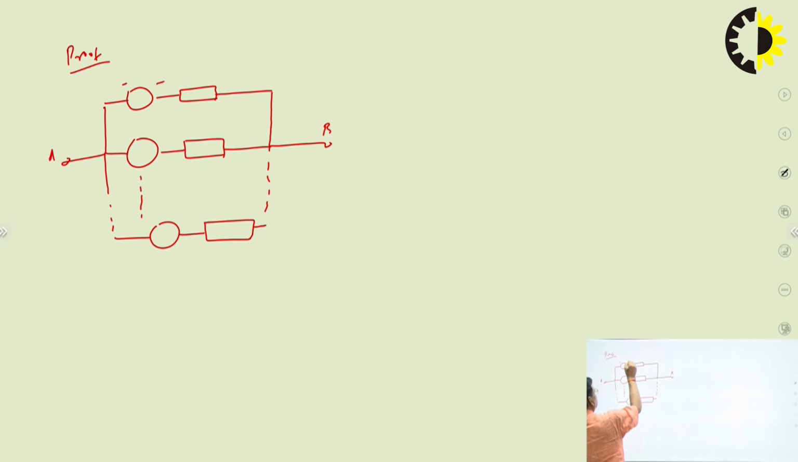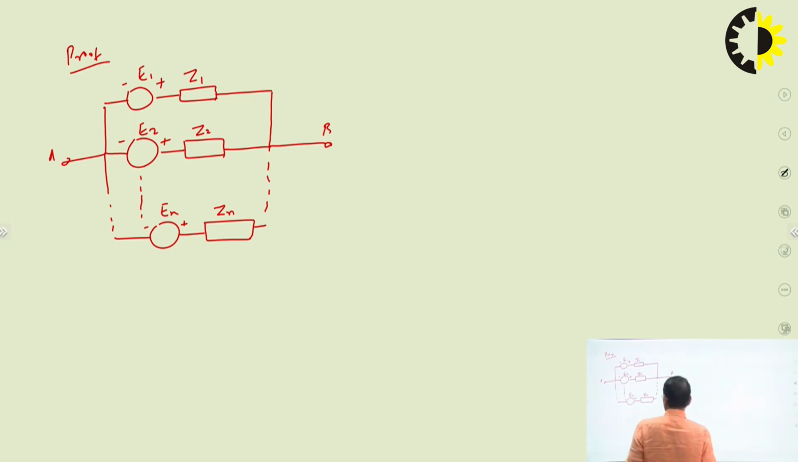So, this is your E1, this is your Z1, this is your E2, this is your Z2, and this is your En, Zn. So, between terminals A and B, there are n number of energy sources with their series impedances connected. It can be written like this.